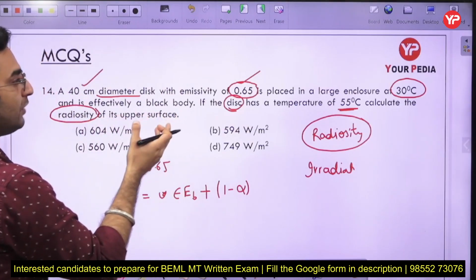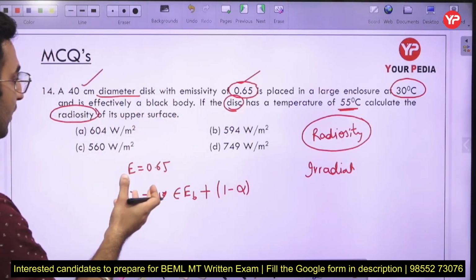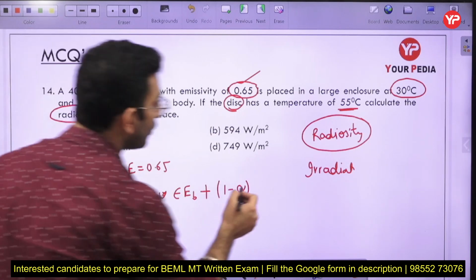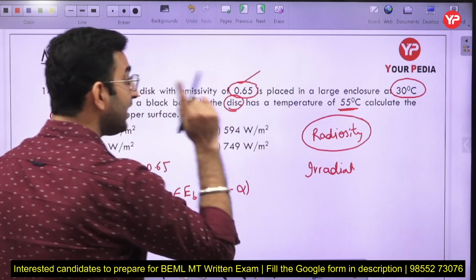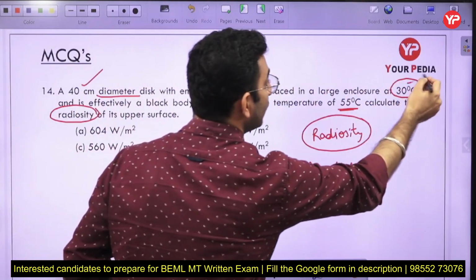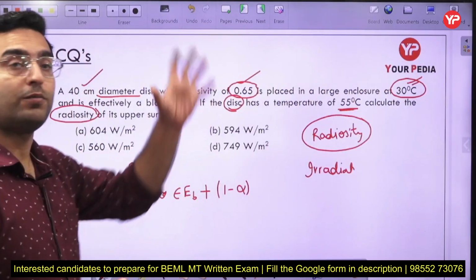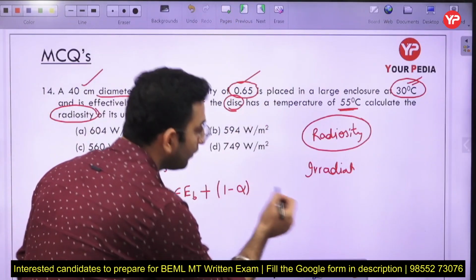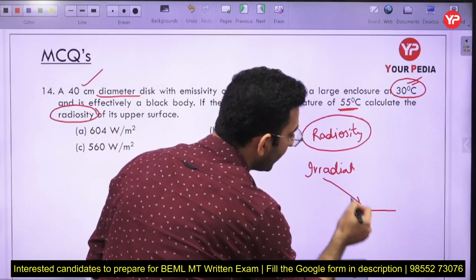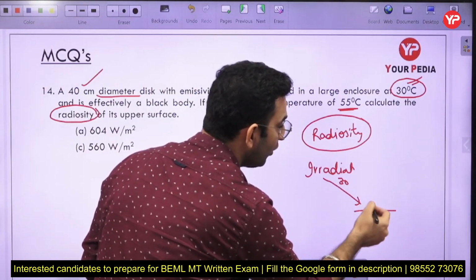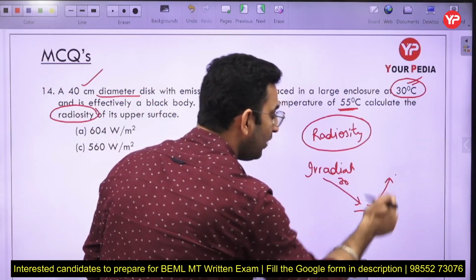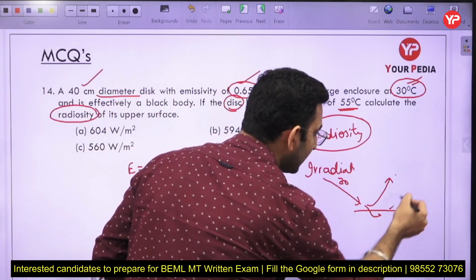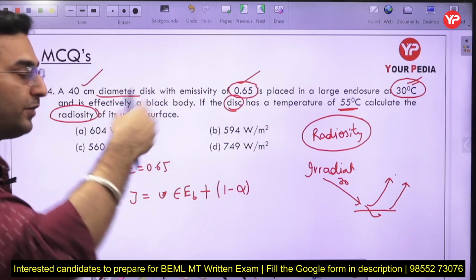Do we have a value of the incident radiation in this case? Incident radiation is not given to us. Yes, but just see, in this case the enclosure temperature is given to us, so I can say from the surroundings some radiation is also acting upon this disc. So from the surrounding the radiations are incident on the disc, and some part is going to be reflected and some part is going to be absorbed. Along with that, due to the temperature of the disc itself, some radiation is going to be emitted from the disc.